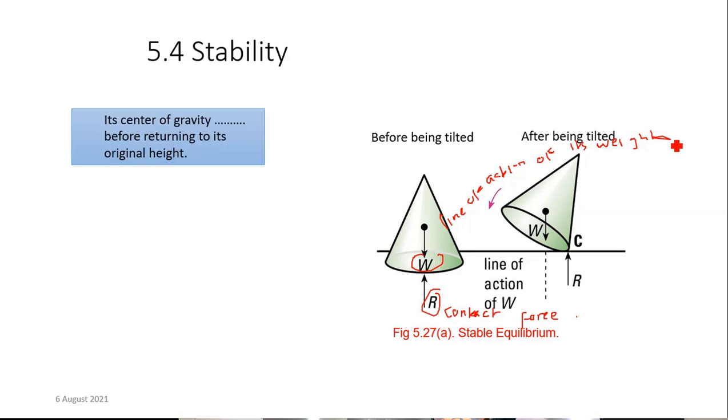Let's identify its center of gravity. This is the center of gravity, the black color. Let's compare the center of gravity. After being tilted, what do you think about the center of gravity? Does it rise or fall? Rise. The center of gravity rises before returning to its original height.